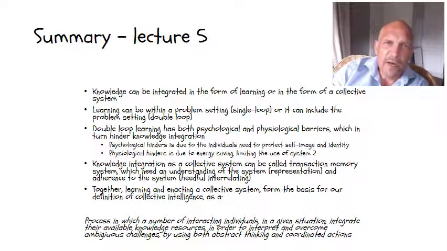So, if we summarize this fifth lecture, knowledge can be integrated in the form of learning or in the form of a collective system. Learning can be within a problem setting, which is single loop learning, or it can include the problem setting itself, which would be double loop learning. Double loop learning has both psychological and physiological barriers, which in turn hinder knowledge integration.